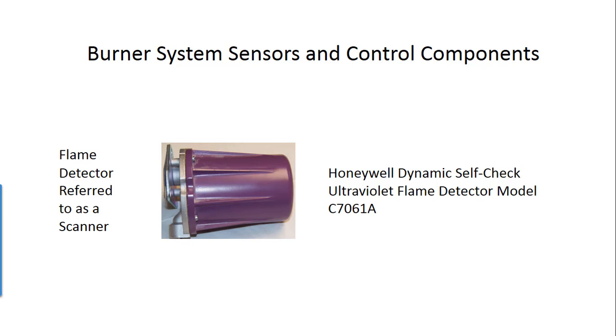A very critical element, the flame detector. In this one, we move a little bit away from the technical terminology because it's very common to call it a scanner. So the technical name of it is a Honeywell dynamic self-check ultraviolet flame detector, and it has the model number. What it's actually doing is it's looking for the ultraviolet source of the flame, whether it's the pilot or the main burner.